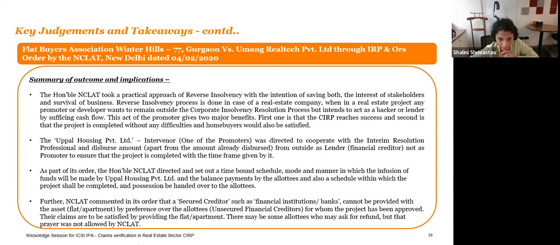Further, the NCLAT commented in its order that a secured creditor such as a financial institution or bank cannot be provided with the flat or apartment by preference over the allottees for whom the project has been approved. Their claims are to be satisfied by providing the flat or apartment. There may be some allottees who may ask for refund, but that was not allowed by NCLAT. They did not give weightage to pure financial creditors who are recovery oriented. They felt that the interests of the home buyers should be first and foremost.